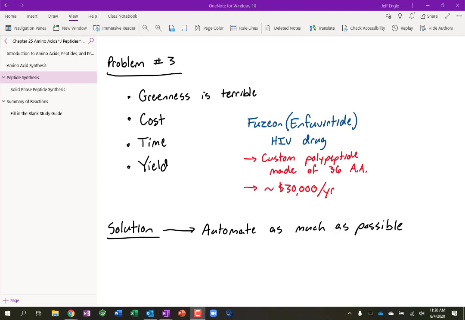All right, during our last video, we looked at custom peptide synthesis, and I ended on kind of a glum note. I said that the greenness is terrible, it has high cost, it takes a lot of time, the yield is low, and some of these drugs that are custom polypeptides cost like $30,000 a year. So scientists have been working hard to automate as much as possible.